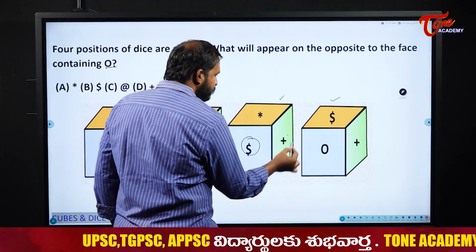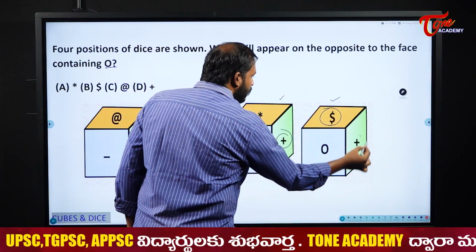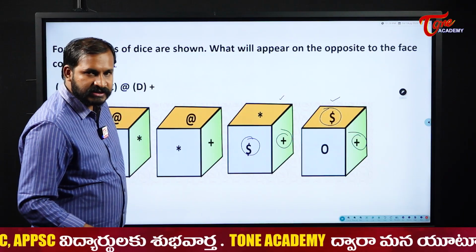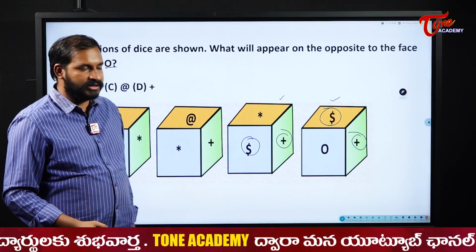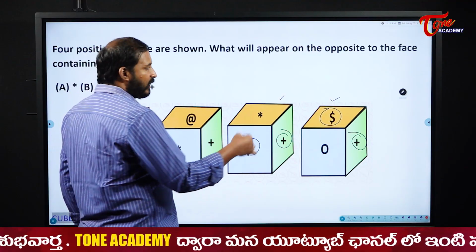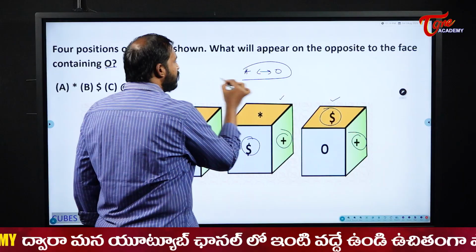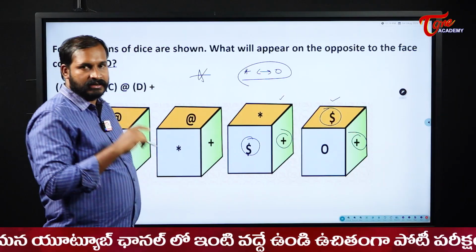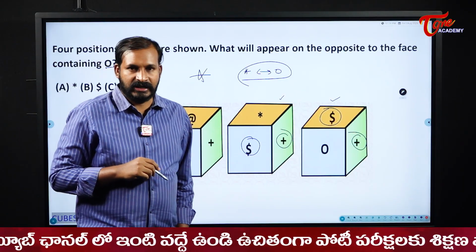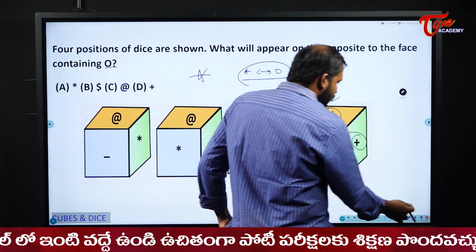dollar and plus are common, right? Dollar and plus. In 2 projections, if 2 things are common, what about the third uncommon sides? They will be opposite to each other. So here our answer becomes what? Star. Understood? Now see the next one.